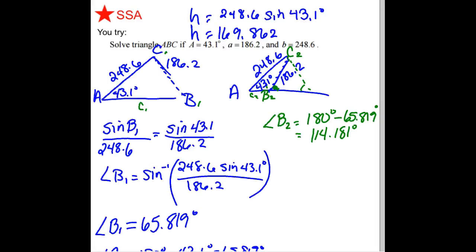And from there, it's the same that you did on the other side, right? You're going to go through now, find angle C2. You're going to have to take 180 minus the two angles you know. So 180 minus 43.1 minus 114.181. What do we get?